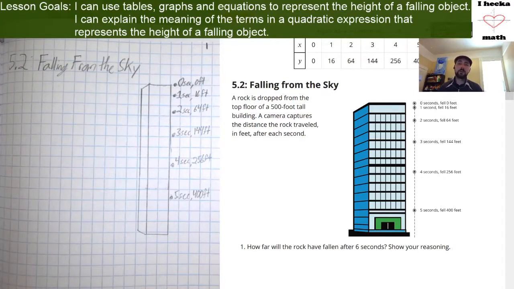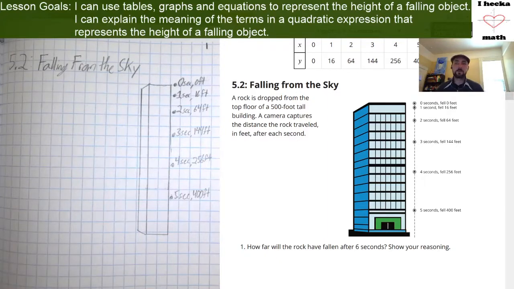Just as a heads up, we are going to split this section up into two parts. First, we're going to do problem number 1 that you see on my screen right now, and then in the next video, we'll do problem number 2. So 5.2, falling from the sky.